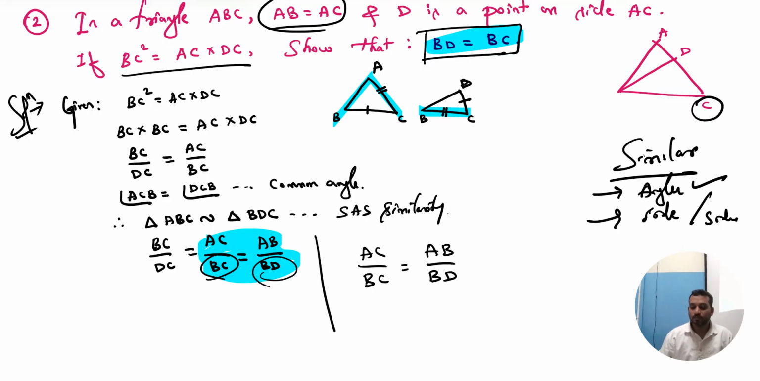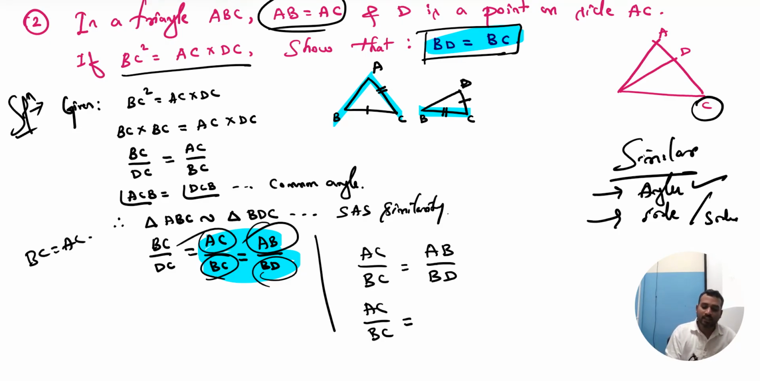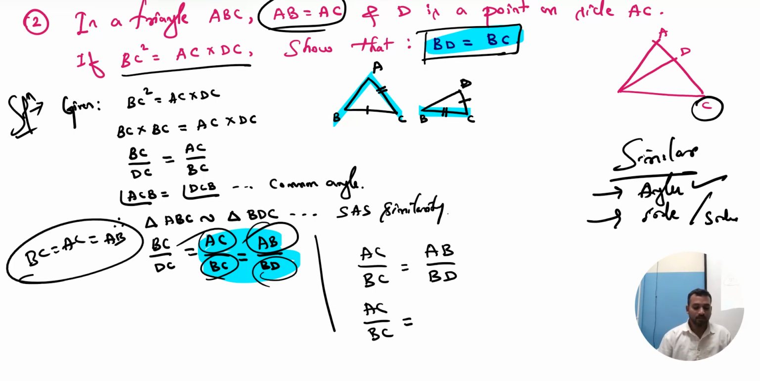Can I write? Now, I will write AC by BC is equal to, in place of AB, can I write AC? Because BC is equal to AC, AC is equal to AB. इसका मतलब ये तीनों क्या है? Same है. BC की value AC की value same है. AC जितना है AB भी उतना ही है. So in place of AB, can I write AC?